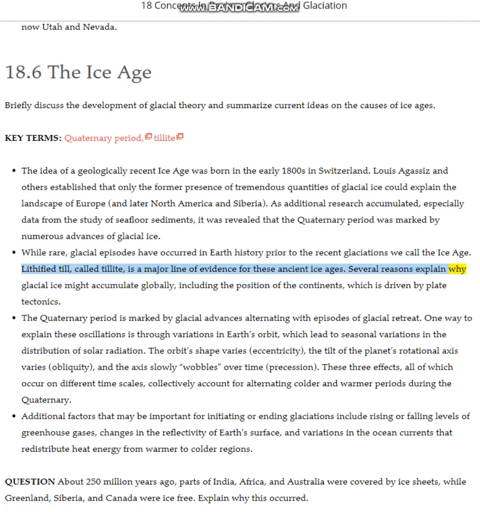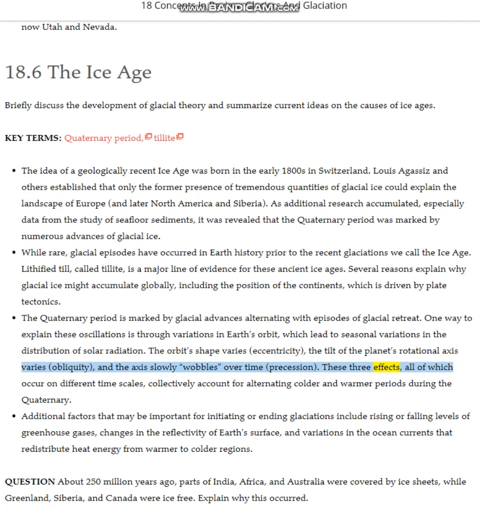Several reasons explain why glacial ice might accumulate globally, including the position of the continents, which is driven by plate tectonics. The Quaternary period is marked by glacial advances alternating with episodes of glacial retreat. One way to explain these oscillations is through variations in Earth's orbit, which lead to seasonal variations in the distribution of solar radiation. The orbit's shape varies, eccentricity, the tilt of the planet's rotational axis varies, obliquity, and the axis slowly wobbles over time, precession.